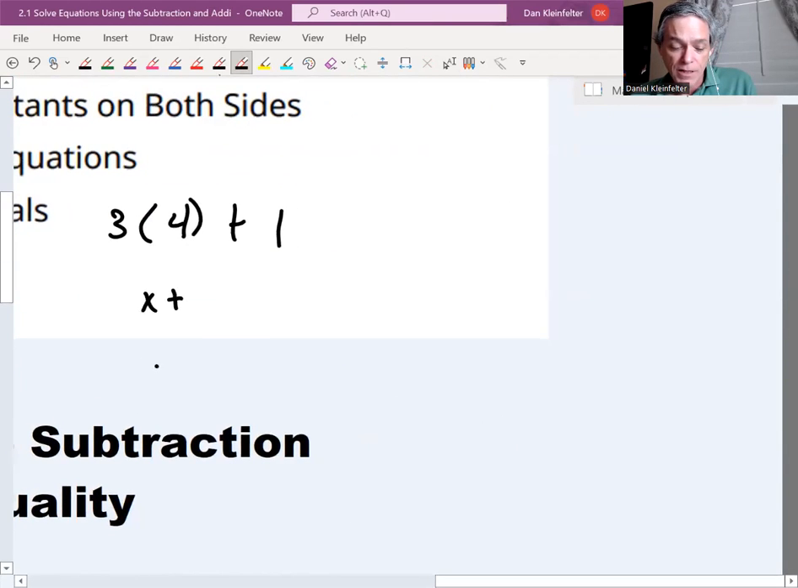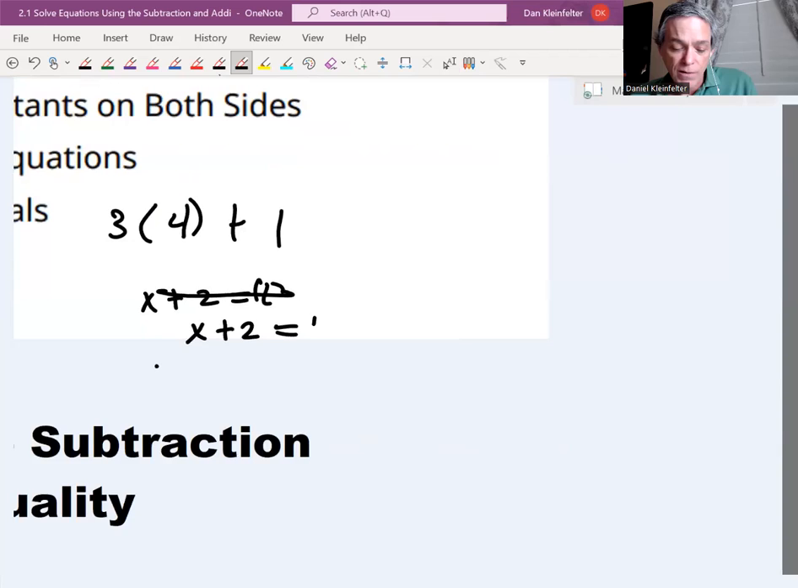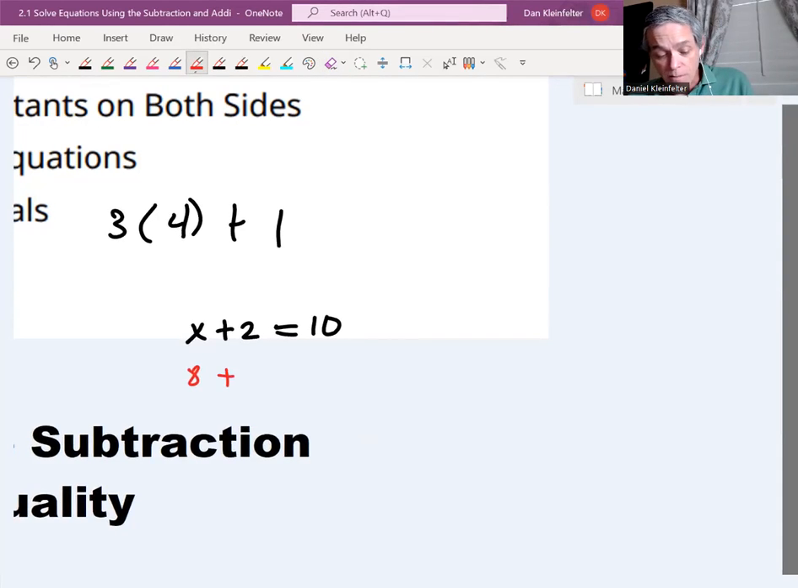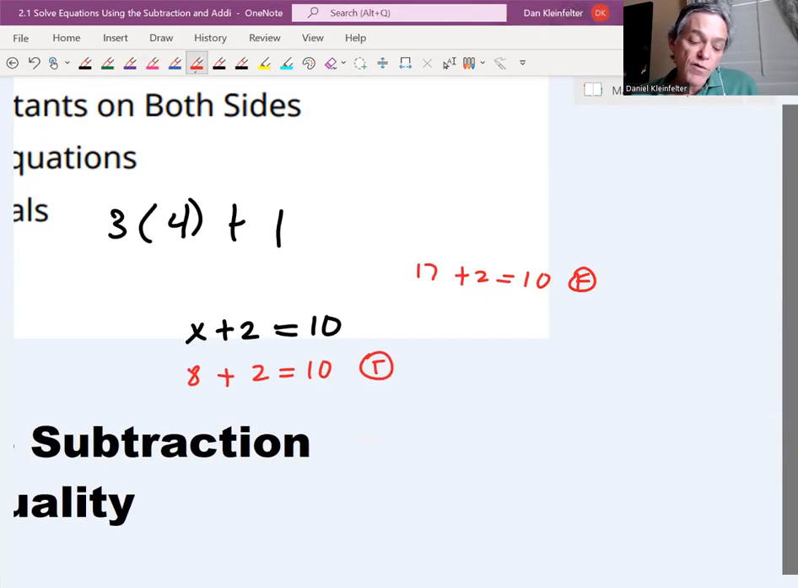For example, x plus 2 equals 10. This equation is true if I replace the x by an 8, because 8 plus 2 is 10. On the other hand, if I replace the x with anything but 8, it will be false. That makes 8 a solution to this equation. Just to repeat, if I replace the x by an 8, we get an equation that's true. If you replace the x by anything else, like 17, we get an equation that's false. The replacement value for the variable that gives a true statement is the solution.